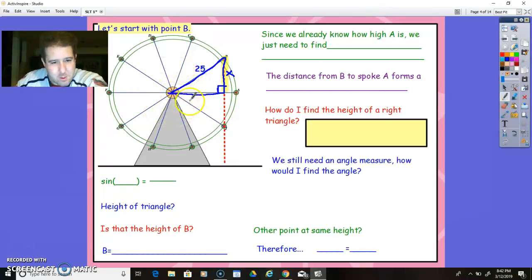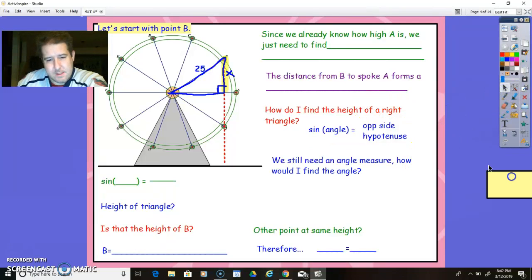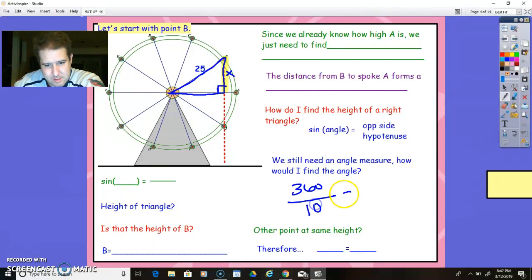Because we know a full circle is 360 degrees, if you divide it by 1, 2, 3, 4, 5, 6, 7, 8, 9, 10 equal sections, then you know it's 36 degrees per section. So now I know this is a 36 degree angle, assuming that all of these spokes are equal distance.